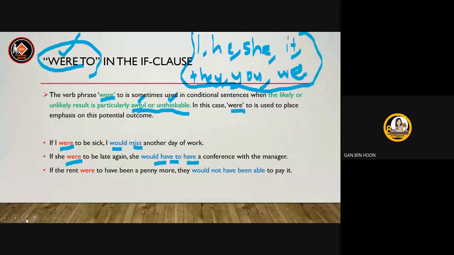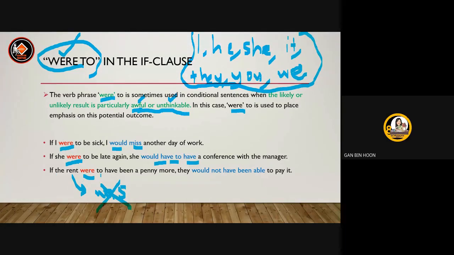Okay, I repeat. So we were using the highlighter just now. And then I was explaining. Kalau tak logik semua I, he, she, it, they, you, we, you must use were. Okay, the next one. If the rent were, teacher mana boleh? Rent satu patut was. Rent adalah sewa. Yes, tapi situasi ni tak logik. So dia kena guna were.